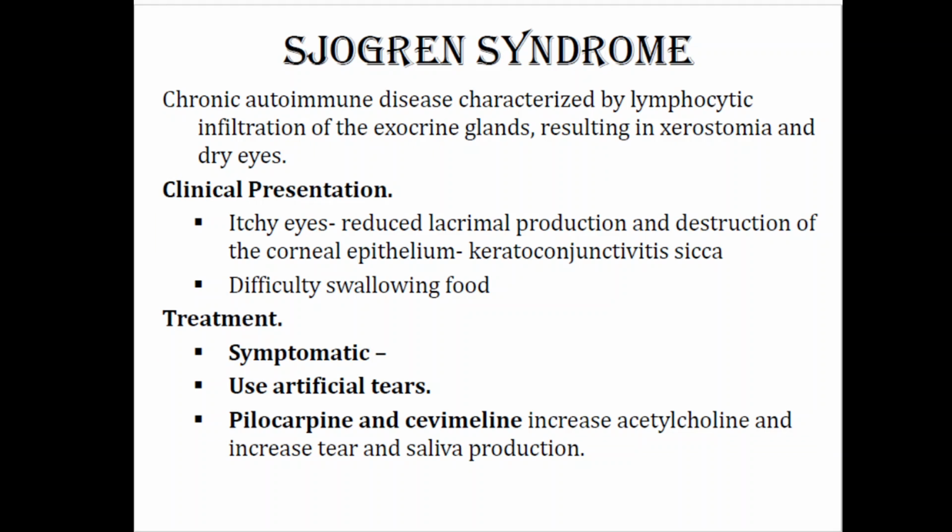Sjogren syndrome is a chronic autoimmune disease characterized by lymphocytic infiltration of the exocrine glands, which are the parotid gland as well as the lacrimal gland. When there is lymphocytic infiltration of the parotid gland, there will be xerostomia, also known as dry mouth. And when there is infiltration of the lacrimal gland, there will be dry eyes, also known as keratoconjunctivitis sicca. Now what will be the clinical presentation?